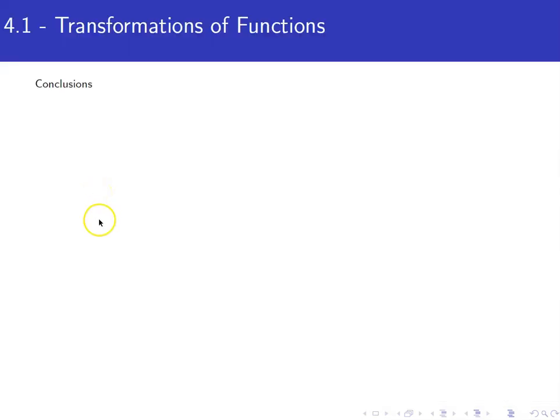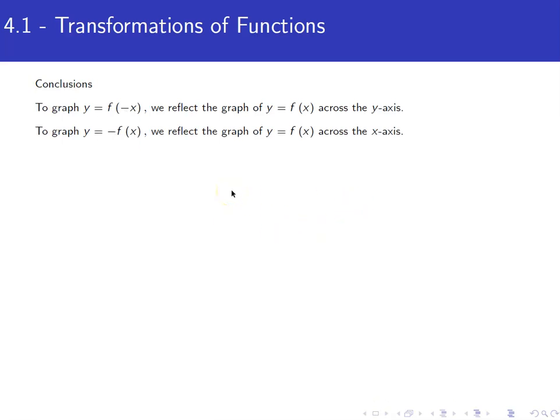So what can we conclude from this? Well, if we replace the x with a negative x on the inside, or again think about multiplying on the inside of the function by a negative 1, we get a reflection across the y-axis. If we multiply on the outside of the function by a negative 1, we get a reflection across the x-axis. So what we'll concentrate on in subsequent example videos and in class will be putting all of these together to get graphs of new functions from old ones.